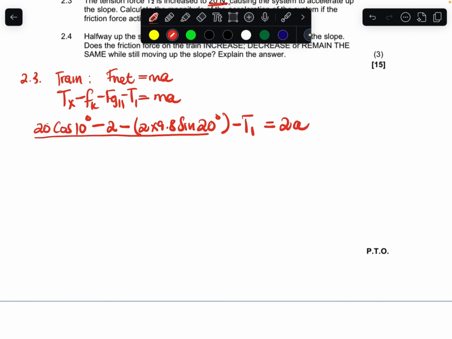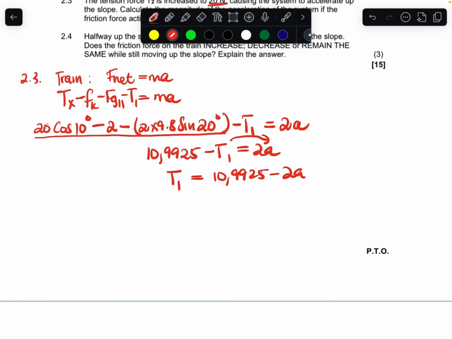And then when you punch this in the calculator, you will get 10.9925. I'm not done. I don't want to round off to two decimal places. Minus T1 is equal to 2A. And then I'm going to make T the subject of the formula. Taking the T to that side, it's going to be T1 is equal to 10.9925 minus 2A. The 2A is going to go in this side. This will be my equation 1. I created the equation for the train.